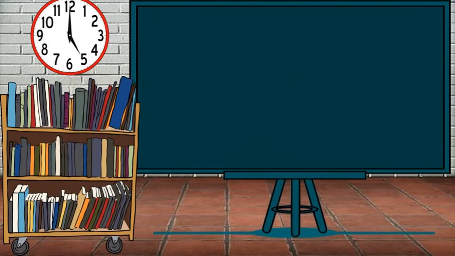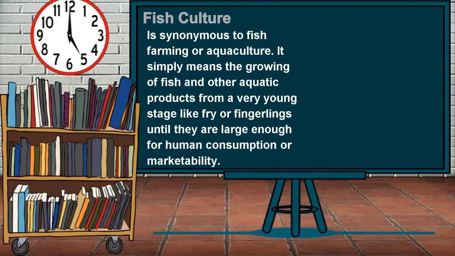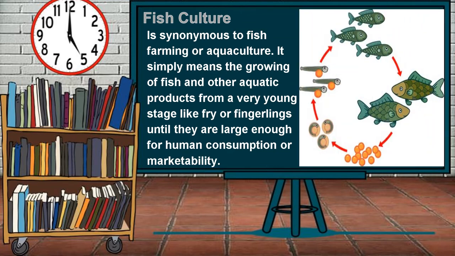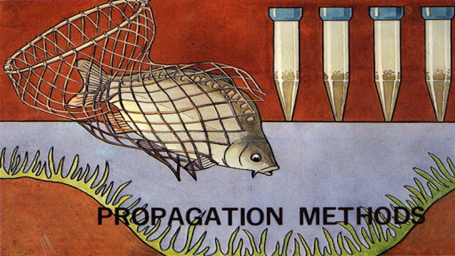What is fish culture? Fish culture is synonymous to fish farming or aquaculture. It simply means the growing of fish and other aquatic products from a very young stage, like fry or fingerlings, until they are large enough for human consumption or marketability. There are three major phases of fish culture. These are fish propagation, fish cultivation, and fish preservation.